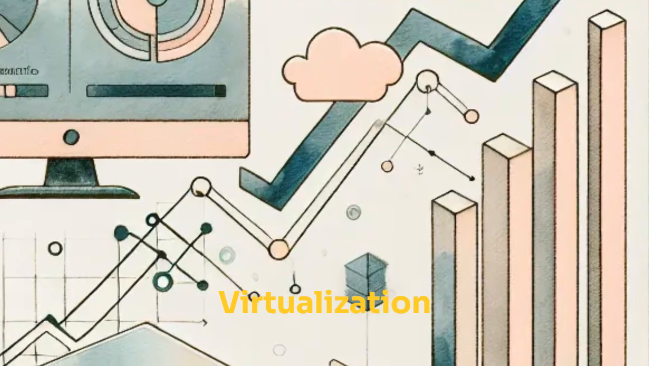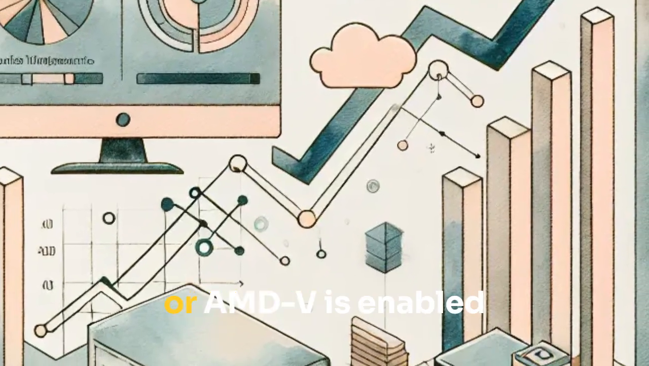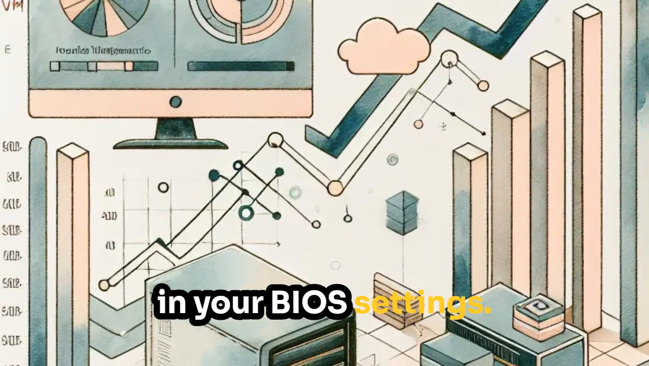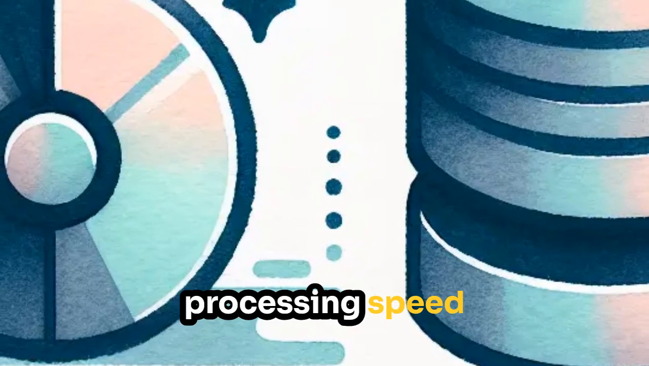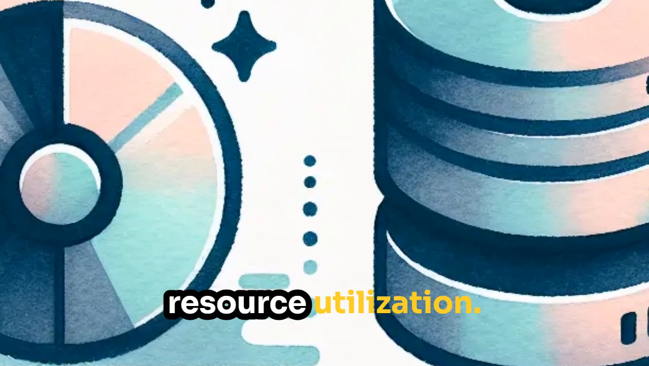Enable hardware virtualization. Make sure that VT-x or AMD-V is enabled in your BIOS settings. This improves VM processing speed and allows better resource utilization.